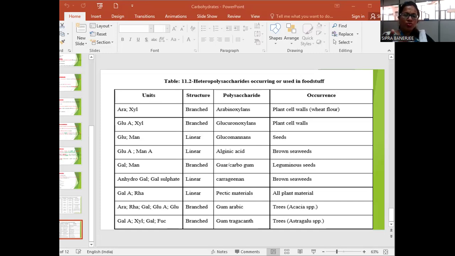Glycosidic bond: when two glucose units join, the bond is known as the glycosidic bond. See here: hemiacetal, reduced OH, reduced acetal. This is the glycosidic bond.